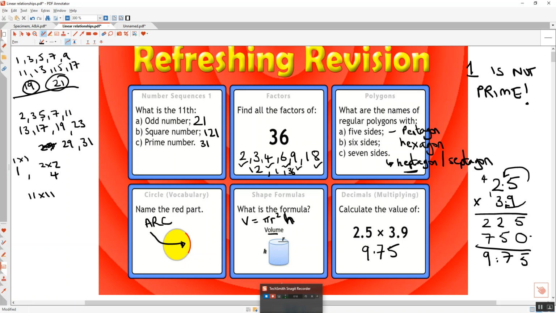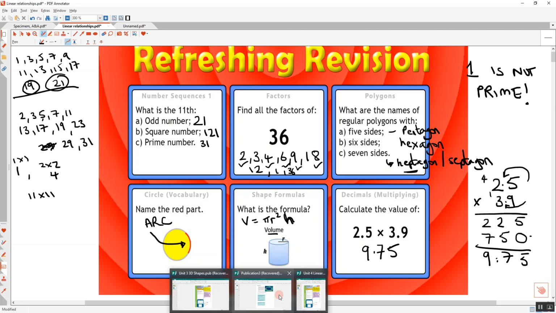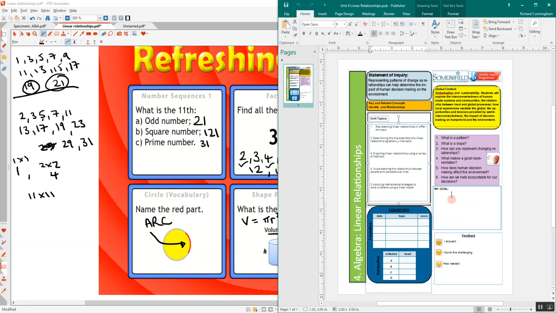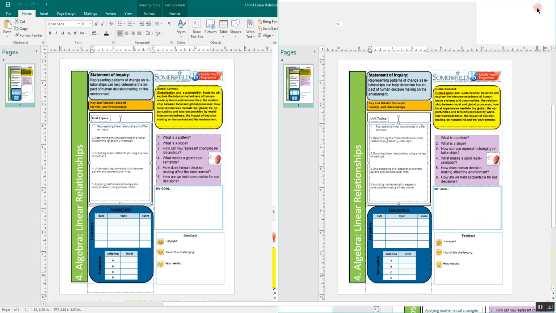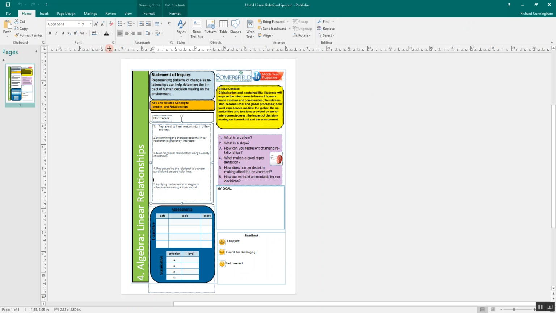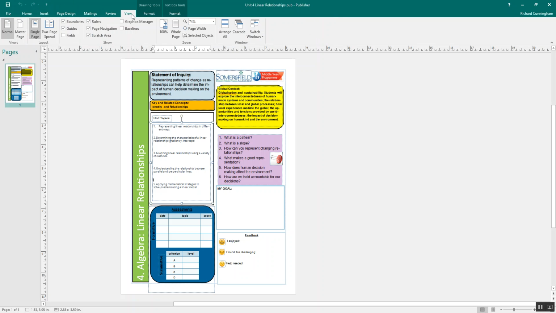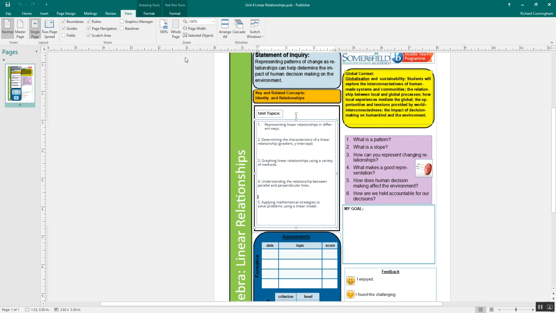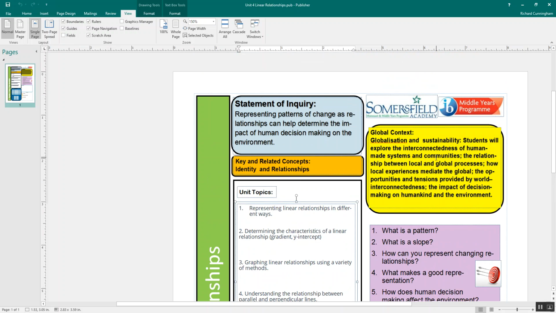Right, so listen, today what we're going to do is move on to a new topic, okay? Which is to do with this. And it's going to be some algebra. A plus B equals C. Okay, so we're looking at algebra and linear relationships.